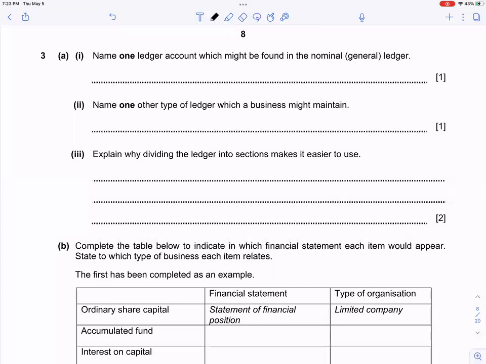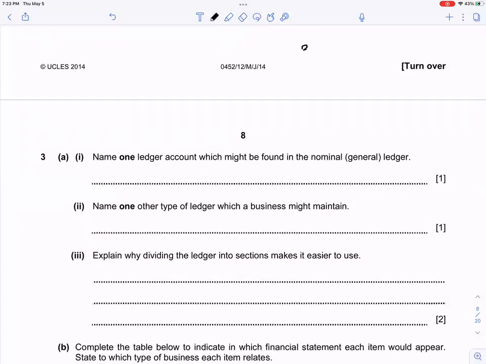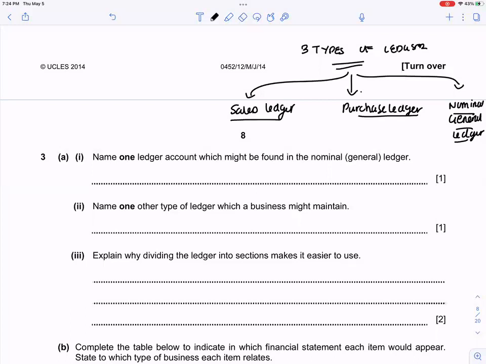There are three types of ledgers. The sales ledger has information about all your credit customers, so it will have the personal accounts of your credit customers. The purchase ledger will have the personal accounts of your suppliers, that means the names of your suppliers. And all other accounts would come in the nominal ledger. That means all accounts of your expenses, losses, non-current assets come in your nominal ledger.